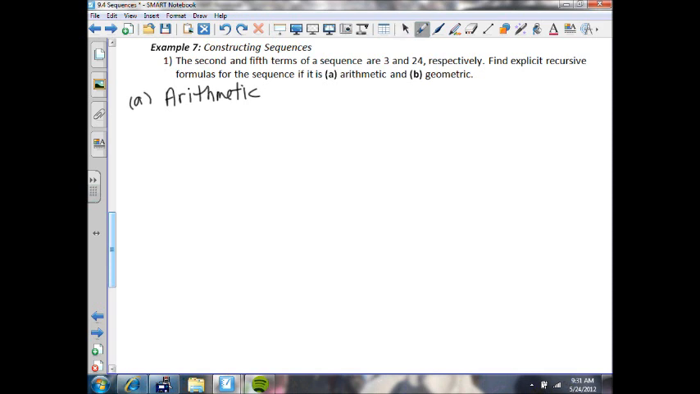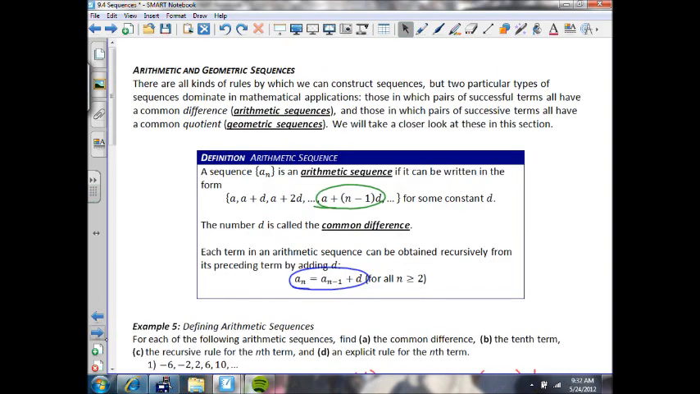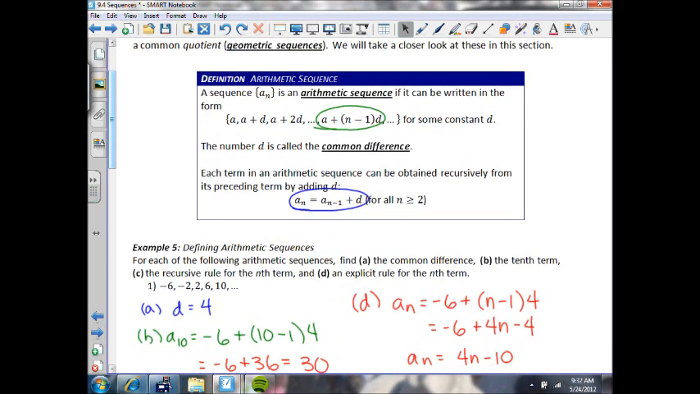So what we're going to have, our second term will be our first term plus d, and that is equal to 3. Our fifth term will be our first term plus 4d, and that's equal to 24. Now, I get that straight from here, a plus n minus 1 times d. So our fifth term would be a plus 5 minus 1, or 4, times d. That's where I get it from.